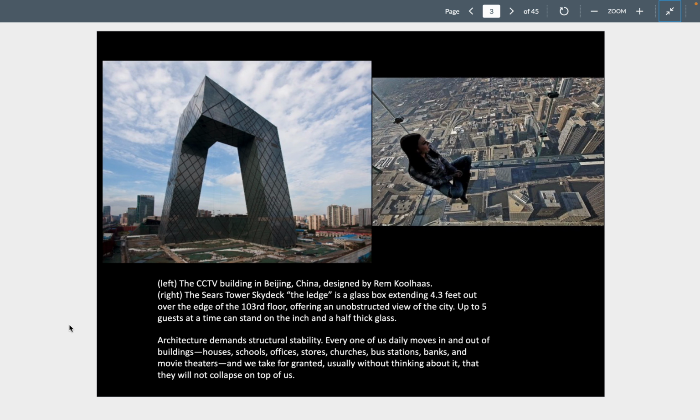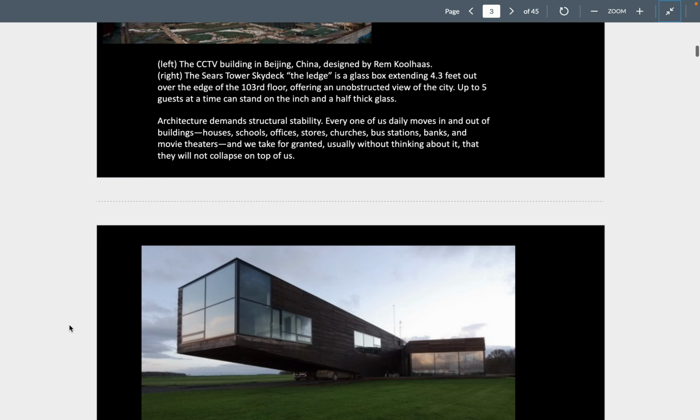The image on the right is from the Sears Tower in Chicago. This is the Ledge, a box that extends off of the 103rd floor. So here you have a roof, you have a floor, you have walls, but rather than being solid and giving us a sense of stability, it's glass, and it forces your senses to deal with the feeling that you might fall, even though you're being held up by the materials.